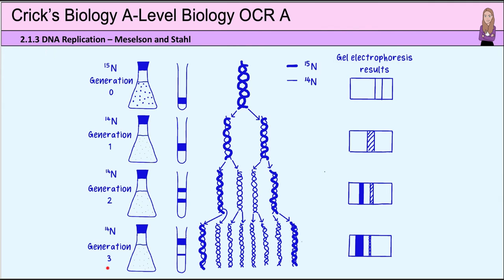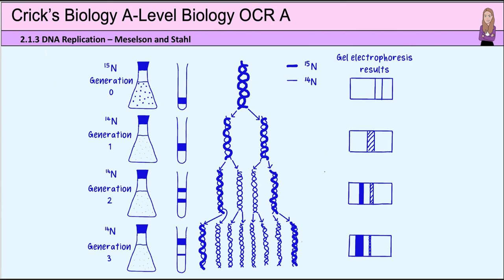In generation 3, they grew the bacteria in a nitrogen-14 medium again. On centrifugation, they now ended up with a wide band of the least dense DNA at the top of the centrifuge tube and a thinner, medium density band in the middle. After gel electrophoresis, there was a wide, darker band near the end of the gel and a thinner one in the middle of a lighter colour, again backing up the centrifuge results.